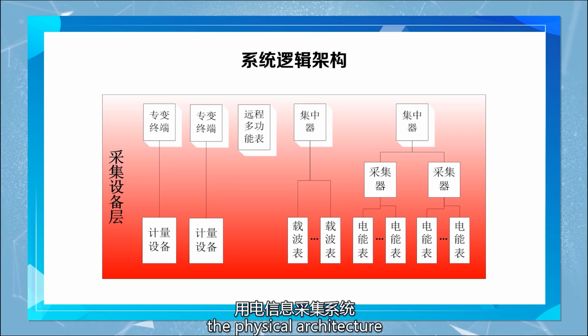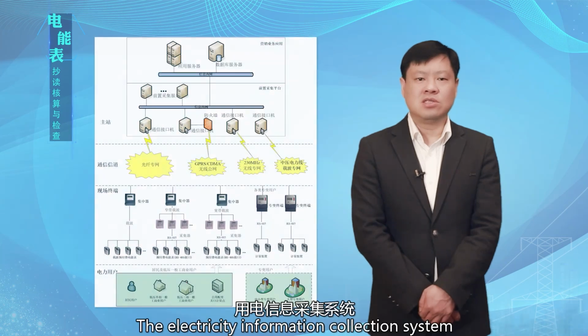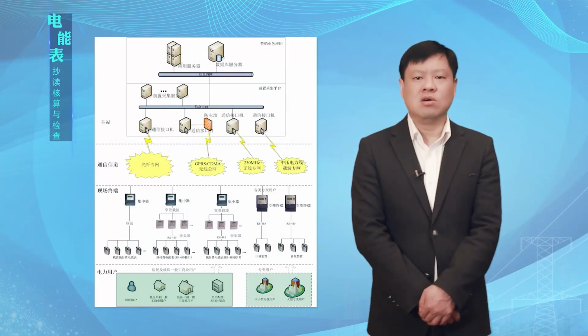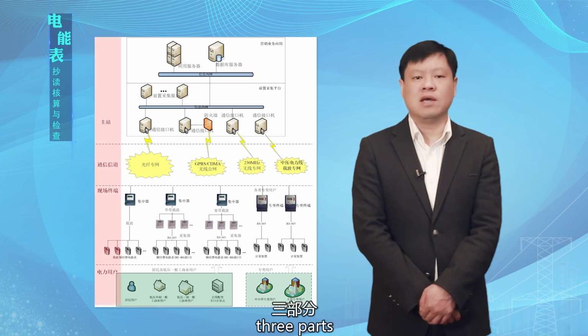This is the physical architecture of the electricity information collection system. The electricity information collection system can physically be divided, by deployment location, into three parts: the main station, communication channels, and collection equipment.